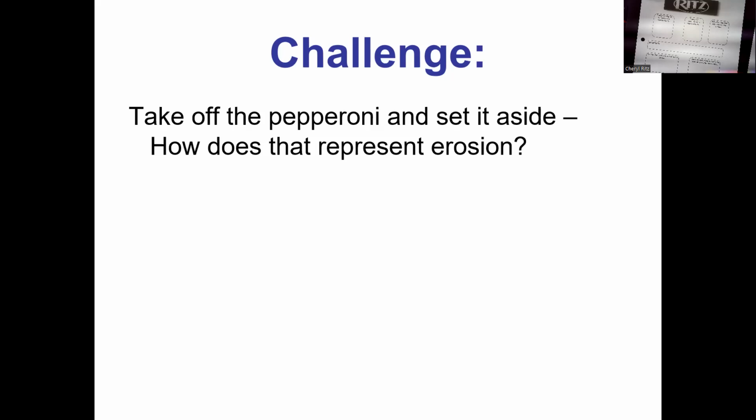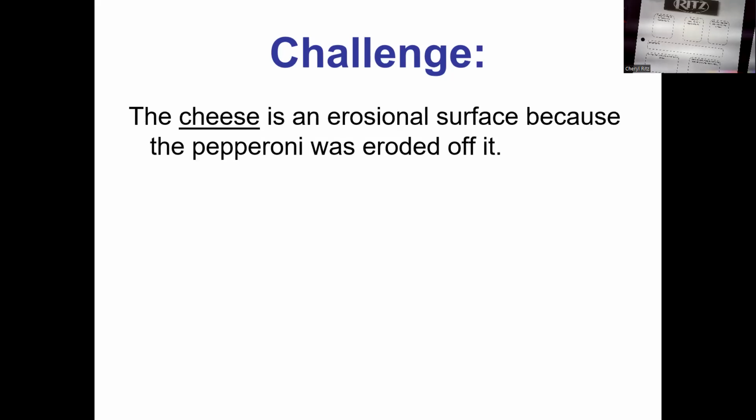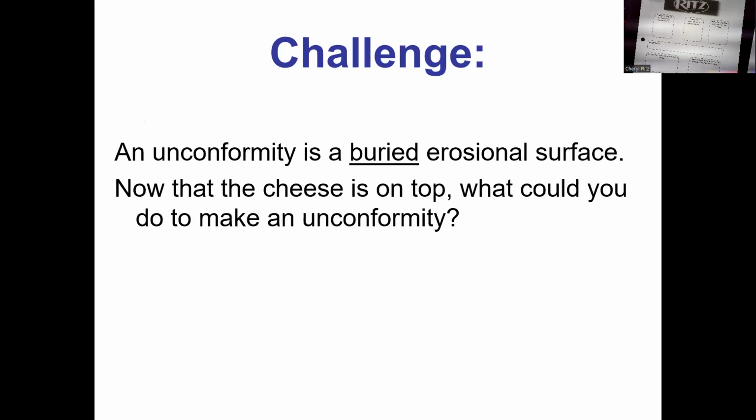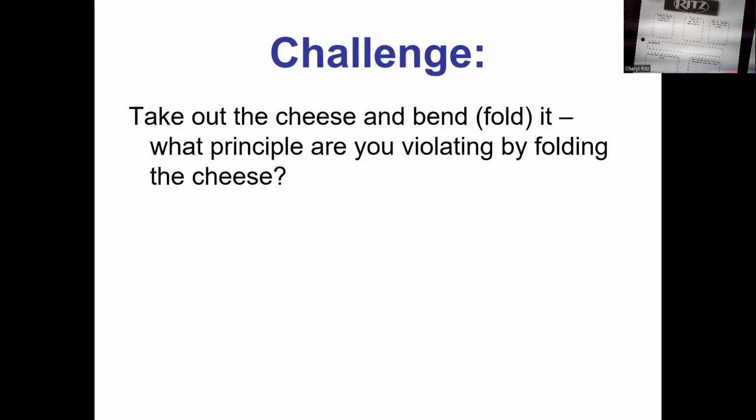Just like in real life, if a glacier removed a layer, we'd have evidence that there was a glacier there, but we wouldn't know what was in the layer that got removed. So the cheese is an erosional surface because the pepperoni was eroded off of it. Now that we added the cracker back on top, we made it an unconformity.